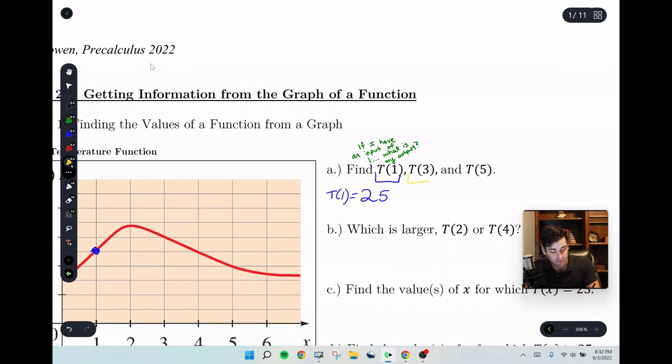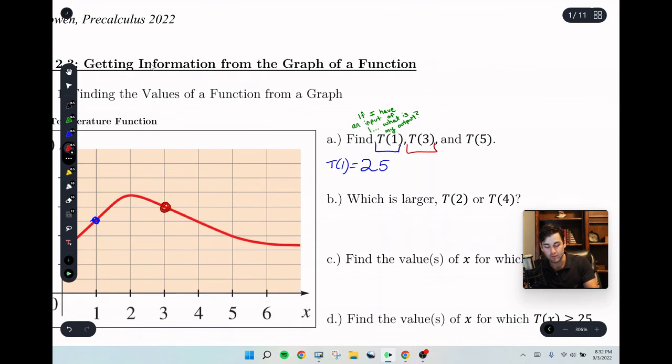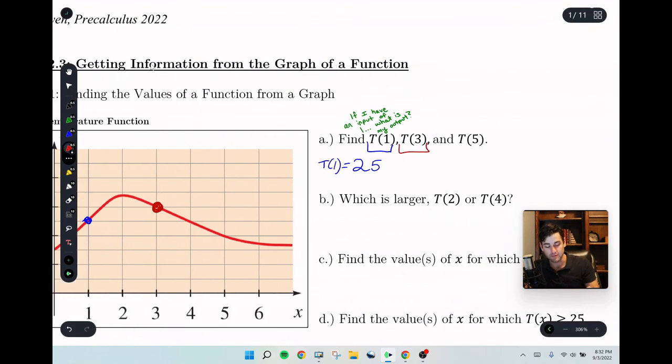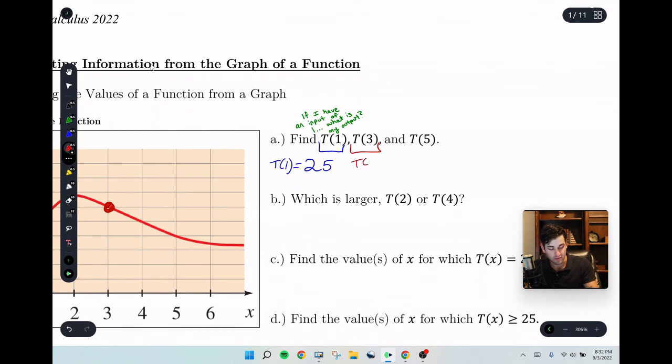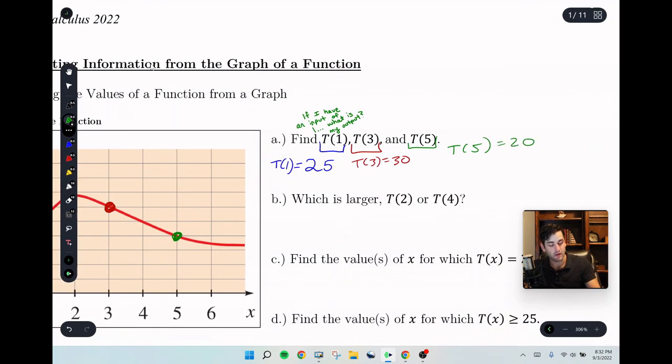So let's do this one with, yellow's a bad color. Let's do red. What about T of 3? We're going to go over to 3 and look at it and say, what if I plug 3 into this red line? See that long red line? If I plug 3 into that line, what spits out, or what is my output of that function? It looks like 30. So we'll say T of 3 is 30, and then we'll fly just because I know you know what you're doing. T of 5 looks something like 20. Color coded nice for you.